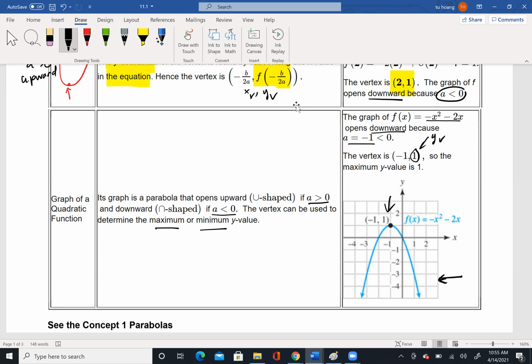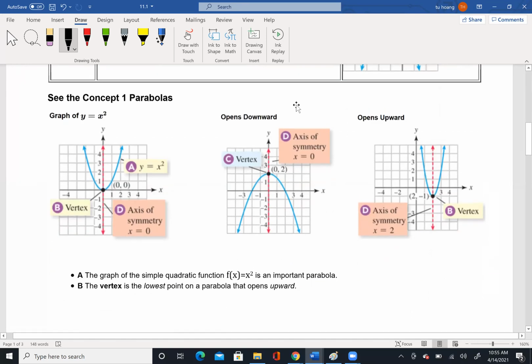So let's go ahead and look down here to see some concepts for the parabolas. The first picture is the graph of the most basic parabola, y equals x squared. You should remember this, and you can see that the graph has its vertex at the origin. It just keeps going up because a here is 1.